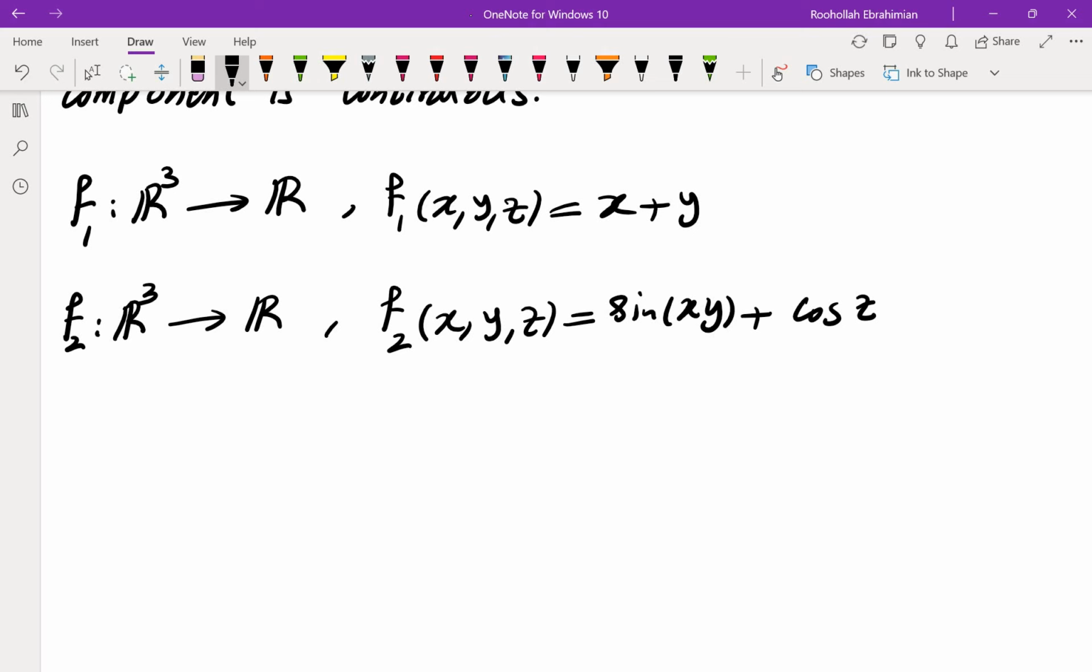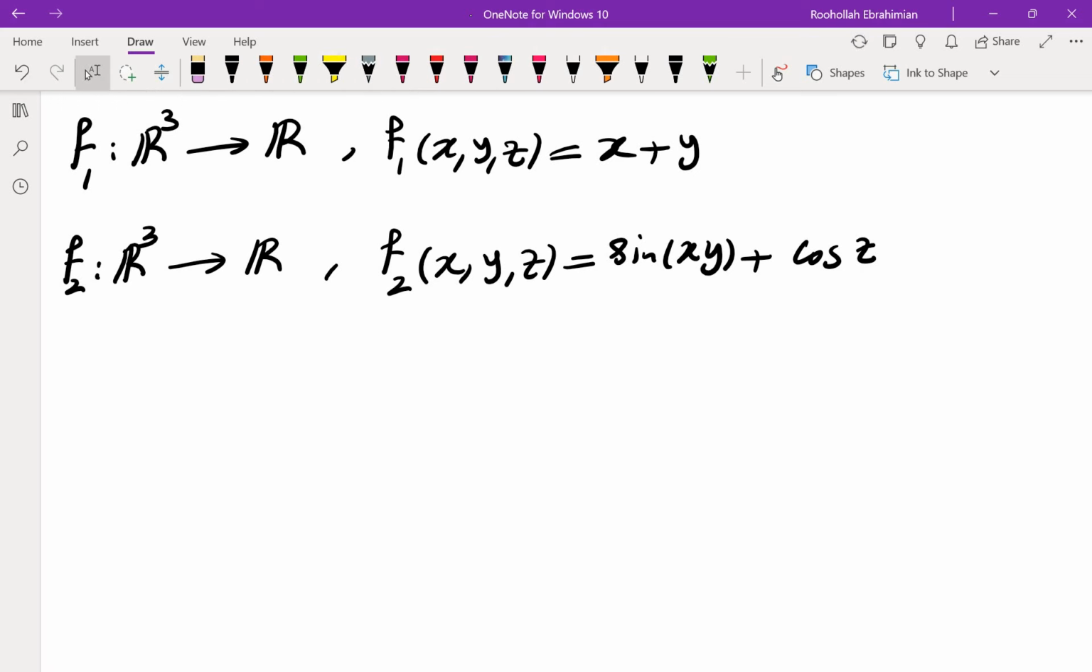So if I show both of these two functions are continuous, then the function would be continuous. So what we're going to do is write down f1 as a composition of continuous functions, because by the previous theorem, if you have two continuous functions, the composition would be continuous. So let's write down f1 of xyz as a composition of functions. So here's now how we can do that.